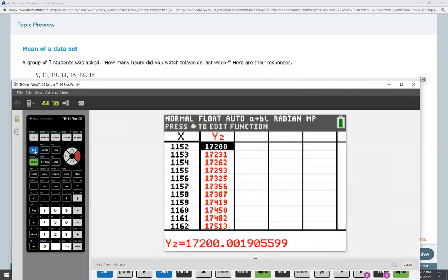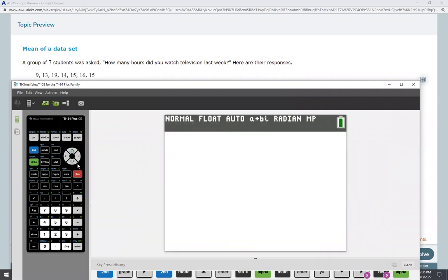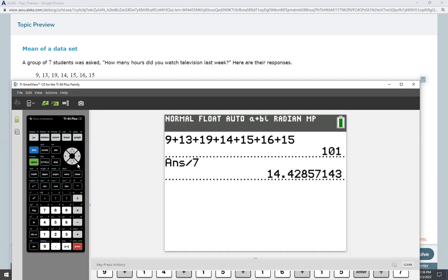So one way to do it, the very direct way, would be to say 9 plus, we're looking for average. We're going to add them up, divide by how many we added together. Okay, add them up, divide by 7. So the average student watched 14.4, about 14 and a half hours of TV last week.